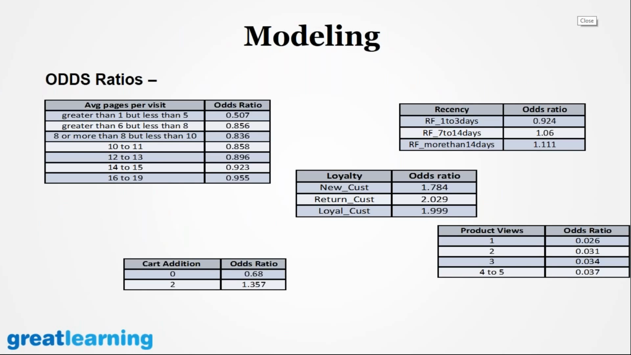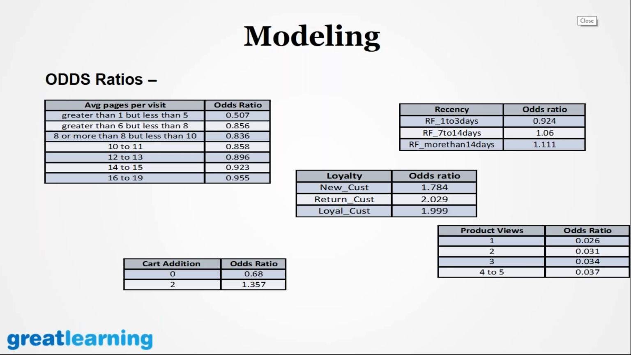Average pages per visit. If a person is visiting like 14 to 15 pages, you go to the home page, from there you go to a subcategory, see some product, and then you go to another category, see some product, and so on. Based on that, the data told us that 16 to 19 pages is where there is more likelihood of buying. These are the odds ratios, showing more likelihood of buying compared to others.